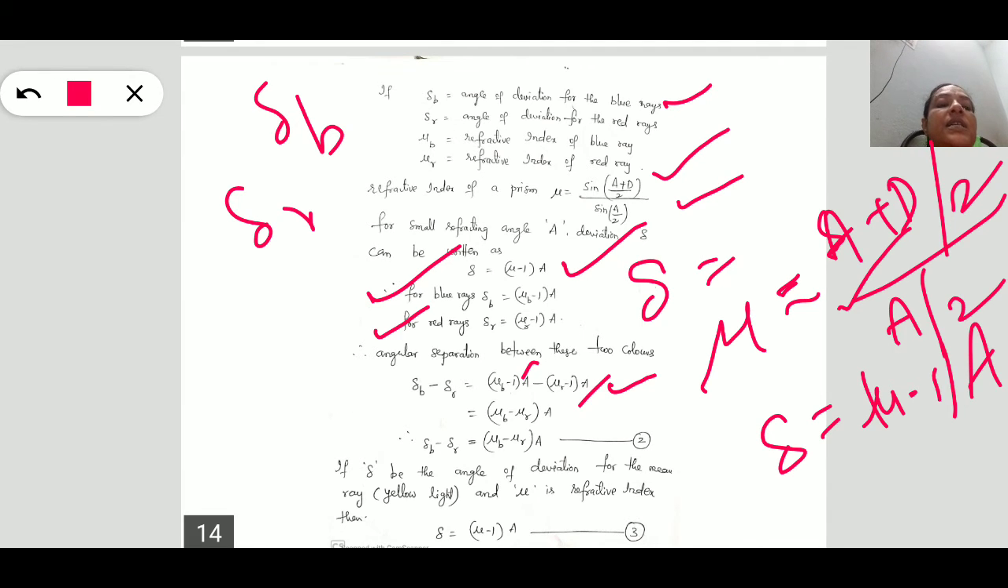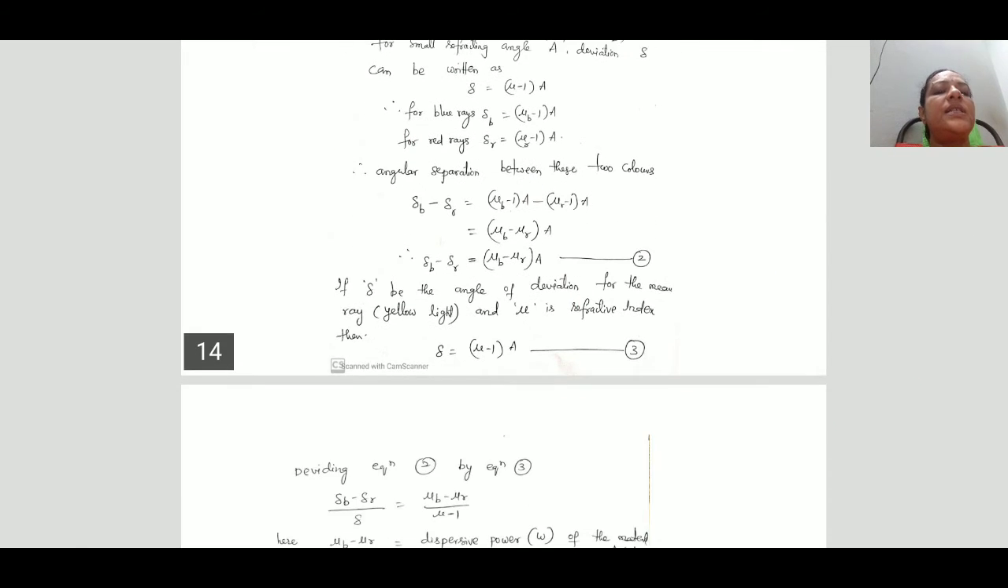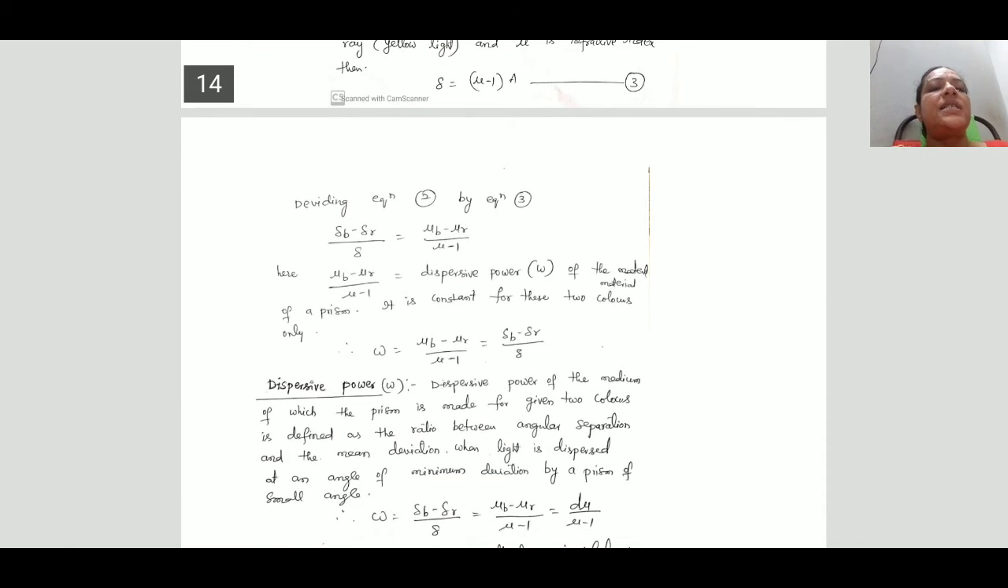Just now we have discussed the mean deviation. We consider the mean deviation as the yellow light. So if delta is the angle of deviation for the mean ray, that is yellow light, and mu is the refractive index for that yellow ray, we can write this third equation, that is delta is equal to (mu minus 1) into A. After that, let us divide these equations.